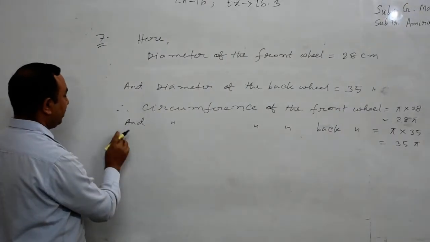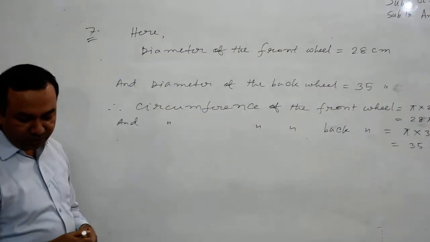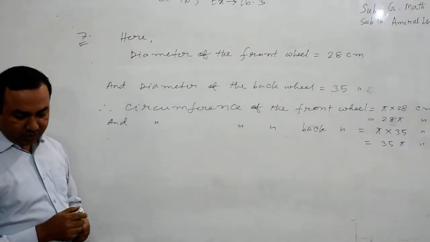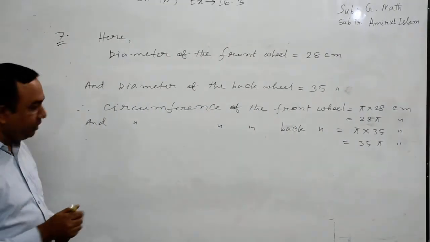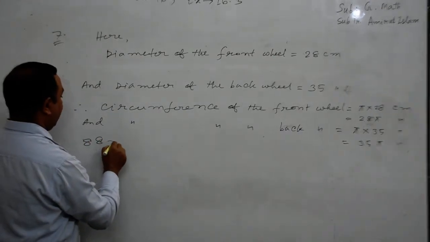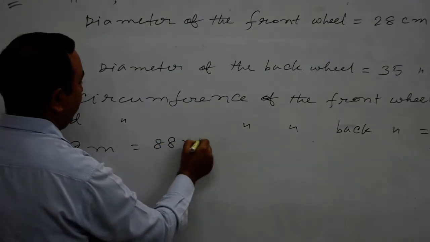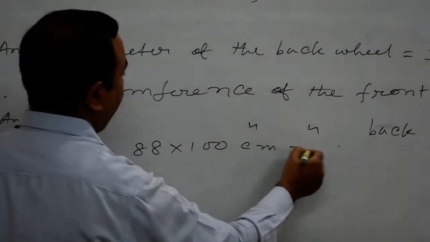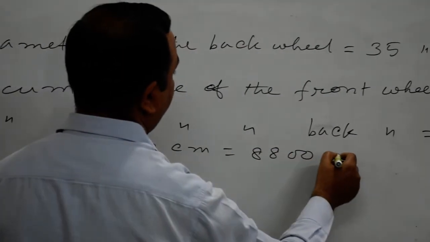Here, what is the distance? Here the distance is 88 meter. So 88 meter equal to 88 into 100 centimeter equal to 8800 centimeter.